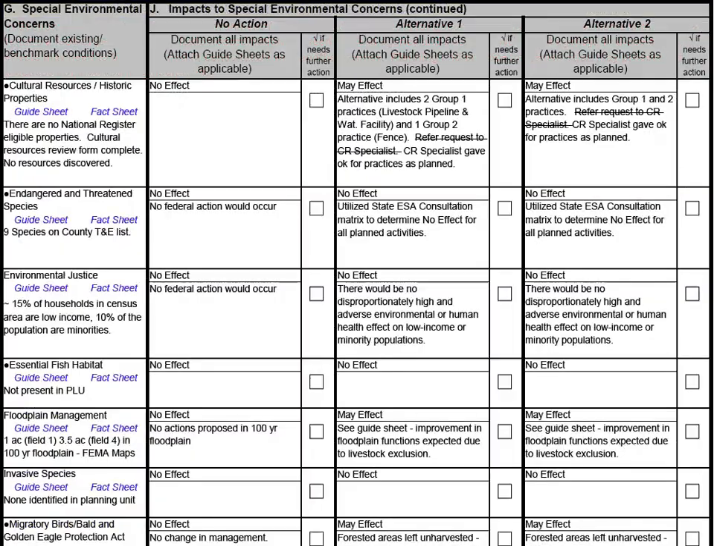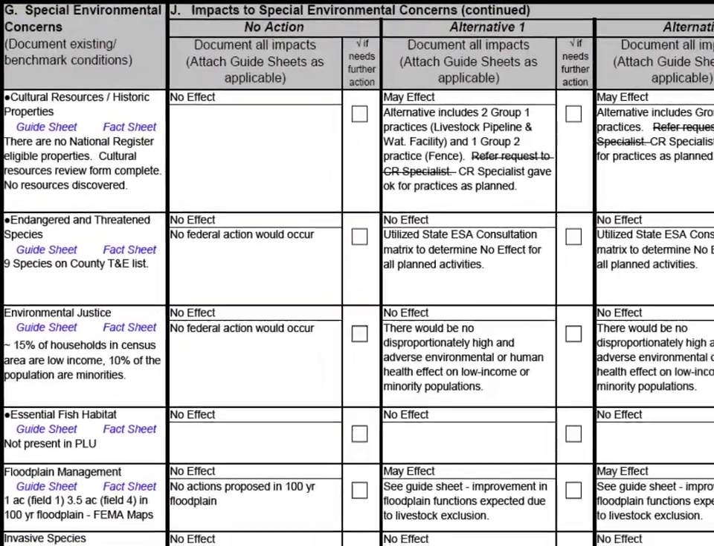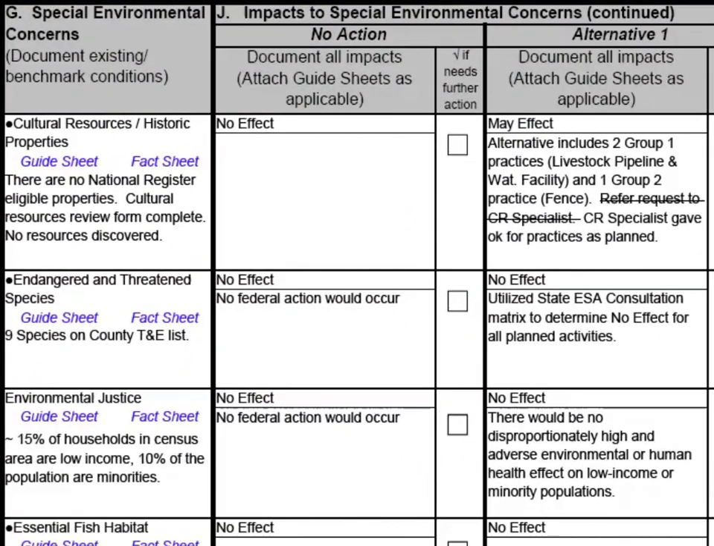Thorough documentation is important so that any reviewers will know everything that was considered. When a concern did not apply to the planning area, it was noted as such in the benchmark condition.